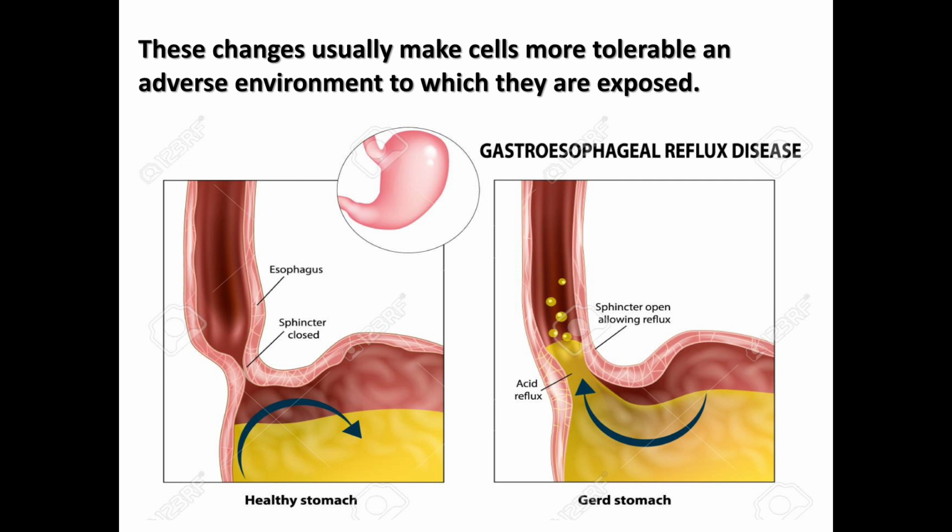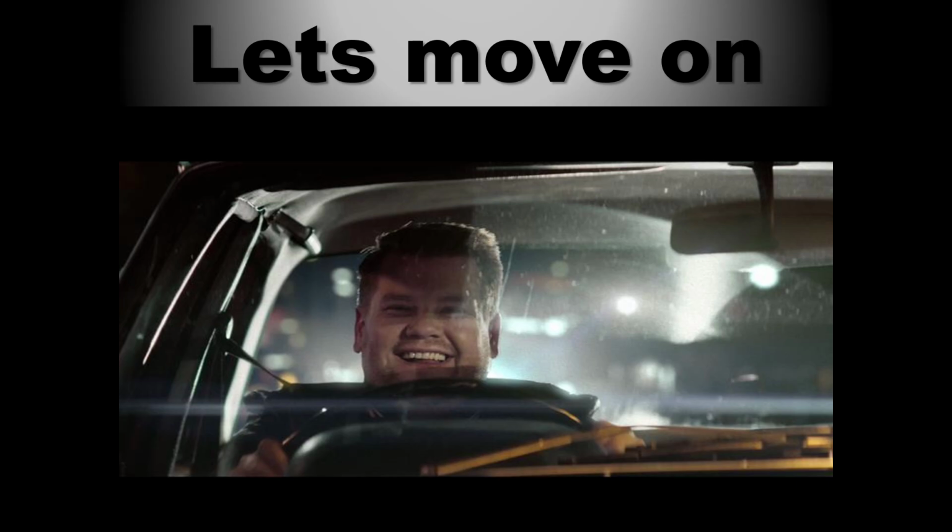What happens is that in acid reflux, when the acid flows back into the esophagus, usually in normal conditions we have stratified squamous epithelium in the lower esophagus, but then these may undergo metaplastic transformation to the intestinal type of columnar epithelium. Why does it happen? Because these intestinal columnar epithelial cells are more tolerable to this adverse change of the acid reflux. I hope you got it.